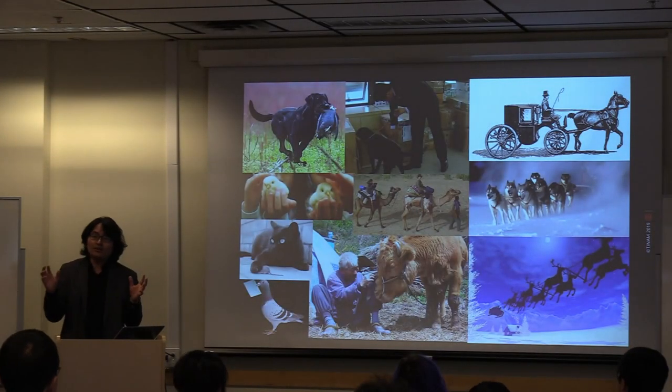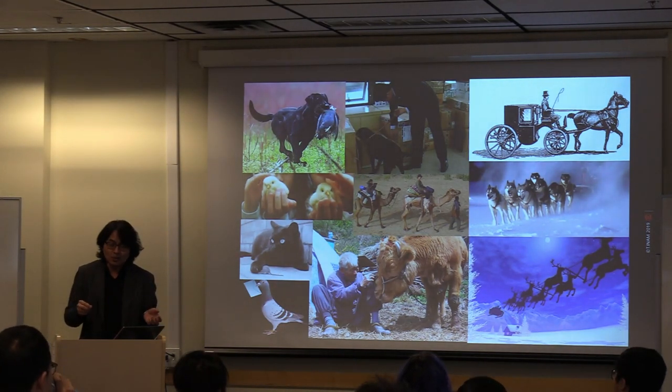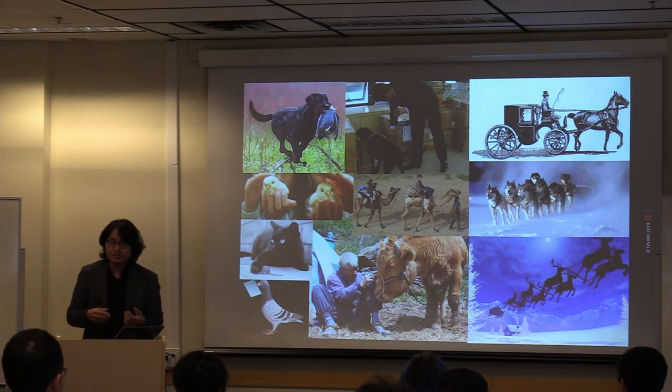But there are many other functional pets, like a hunting dog, or sometimes you have a cow, which you added to help the agriculture in the past. So there are many, many kinds of pets.